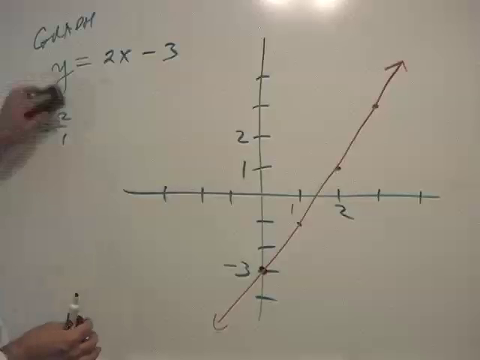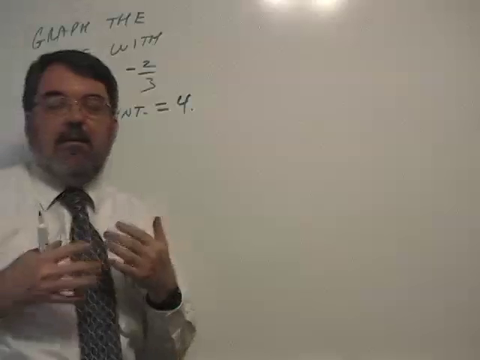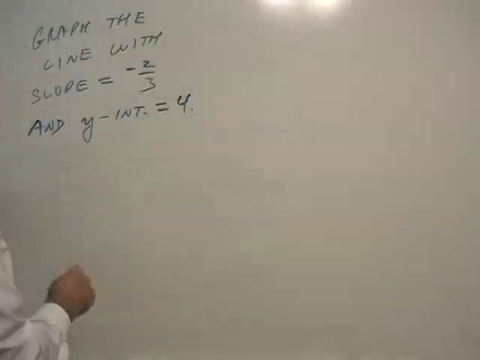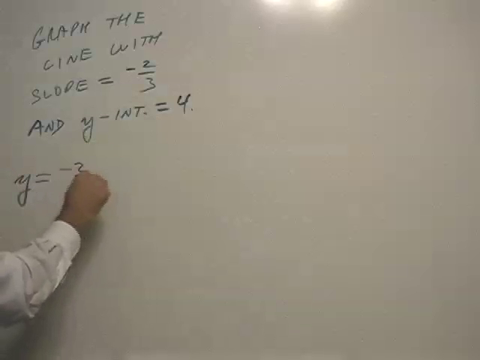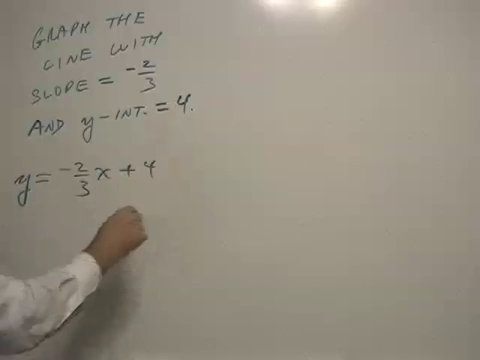Let's do one more. Now, with this information, I can write the equation of that line. The equation would be y equals the slope number, negative 2/3, times x, plus the y-intercept number.